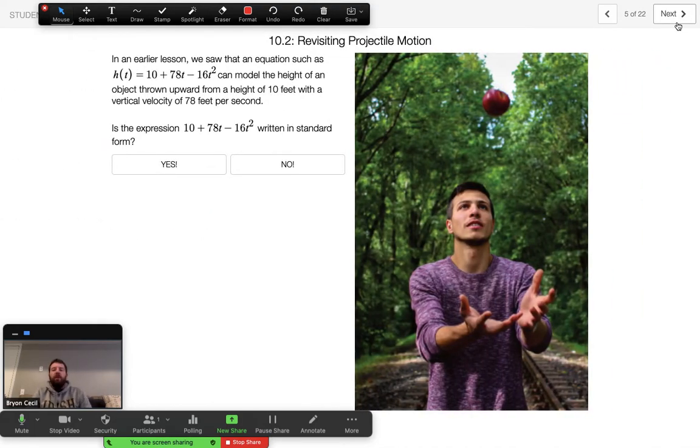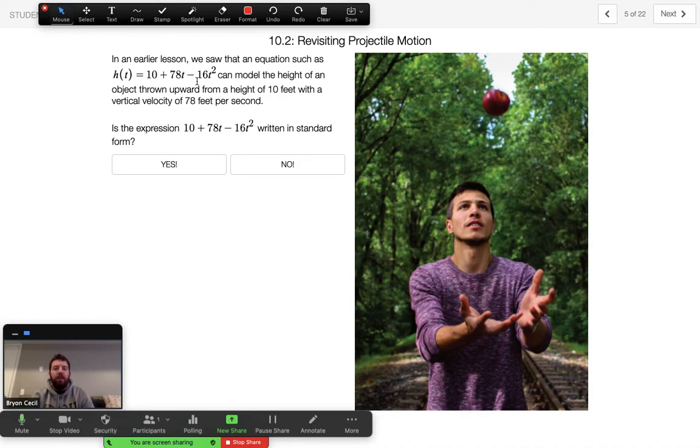In the earlier lesson, we saw that the equation h of t equals 10 plus 78t minus 16t squared can model the height of an object thrown upward from a height of 10 feet with a vertical velocity of 78 feet per second. So we know that the 10, the constant term, is where I'm starting. This is my linear velocity. And the negative 16t squared represents the pull of gravity over t seconds.